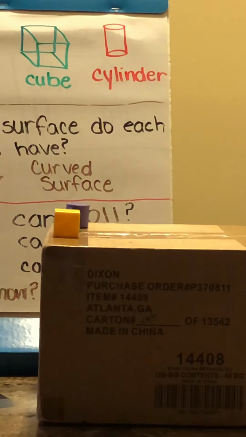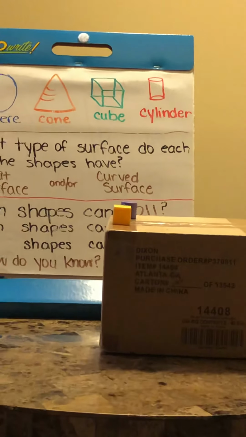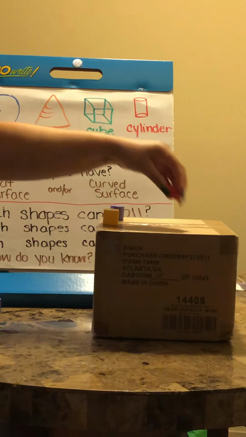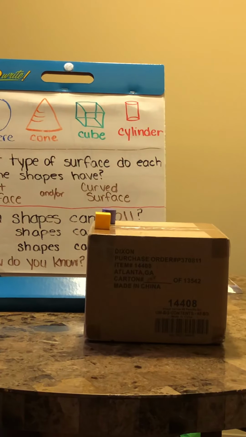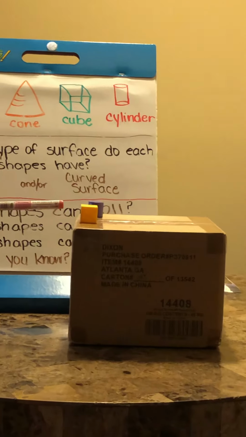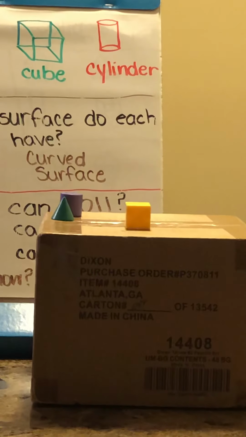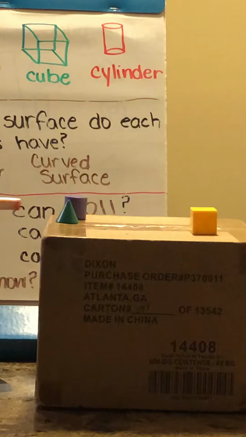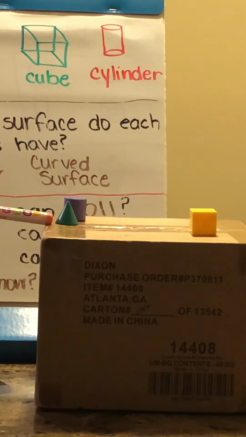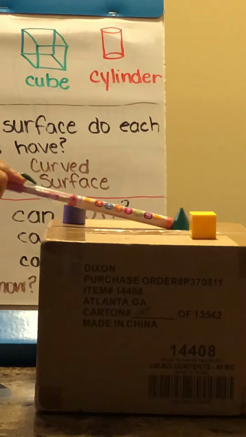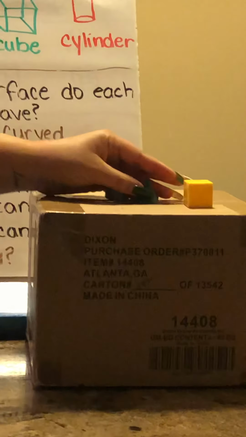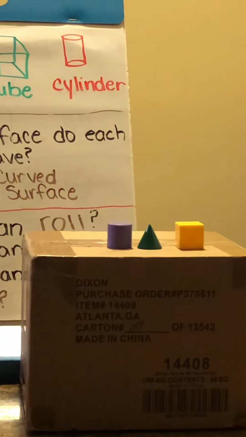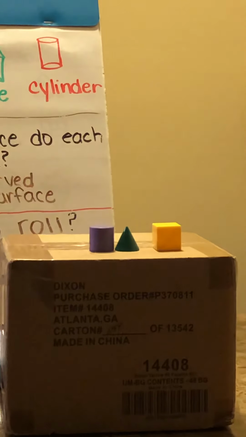How about which shapes can slide? Slide. So, let's look at the sphere. Can it slide? Nope, that's rolling. It is not sliding. How about the cube? Let's see. Yes, it can slide across. How about the cone? Let's see. Is it sliding? Yes, it can slide across. How about the cylinder? Yep, it is sliding across. So all three of these can slide, but the sphere cannot slide.